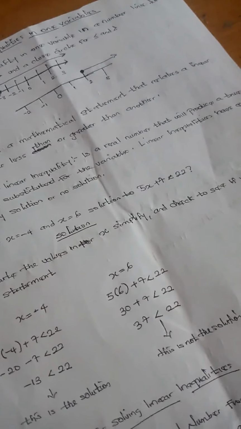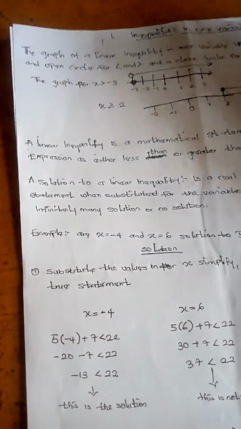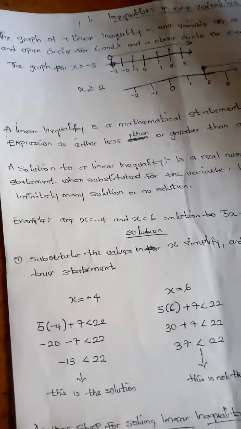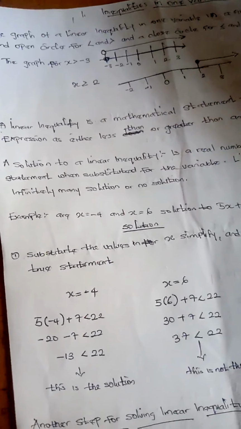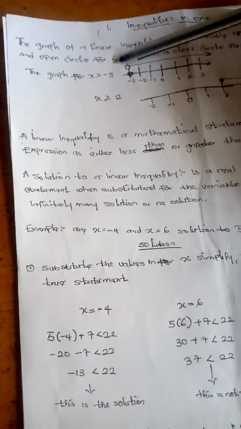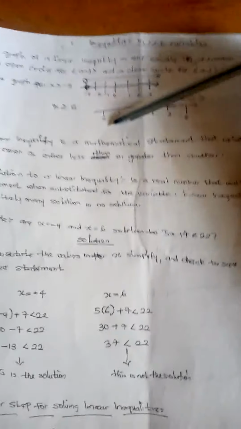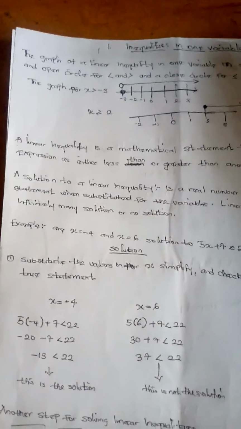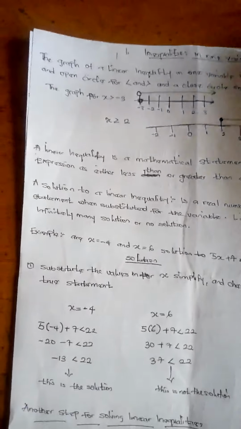So now, a linear inequality is a mathematical statement that relates a linear expression as either less than or greater than another. Yesterday I told you that what makes an equation is the equal to sign. But if you see this one, there's no equal to sign, so it's an expression. You can't call inequality an equation, because the less than or greater than sign is not an equal to sign.